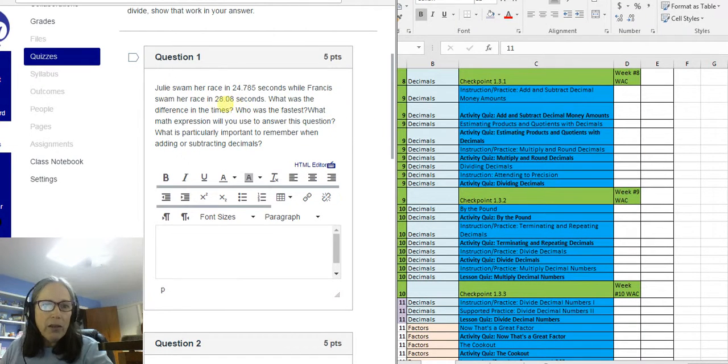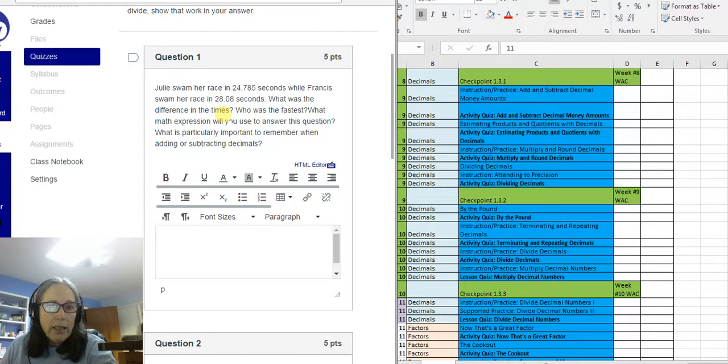So this is about using decimals, adding, subtracting, multiplying, and dividing with decimals. And it's about the 2 people that swam and they got the race in this many seconds, and Francis made the race in this many seconds. And you have to answer several questions. What was the difference in the times? So you have to think, well, what operation do I use to find the difference? Add, subtract, multiply, divide.